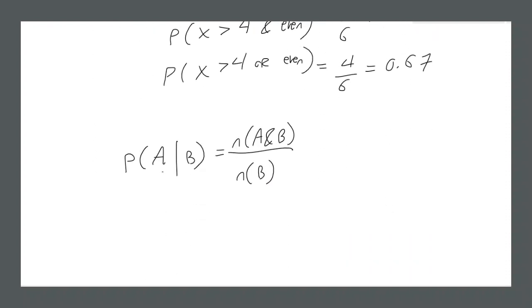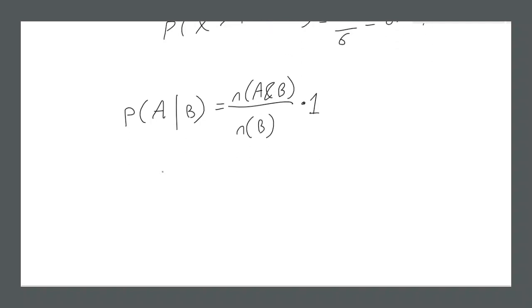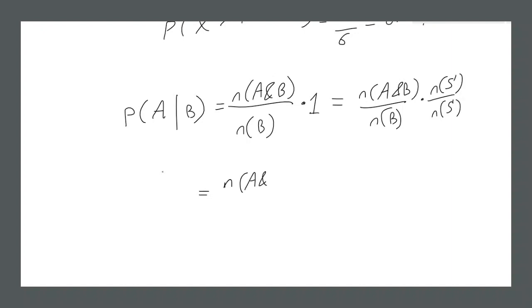So what I'm going to do here is multiply this by 1. And I can do that because anything times 1 is itself. Now I'm going to rewrite that 1 as the total number of outcomes divided by the total number of outcomes, which we can do. Anything divided by itself is 1. So what we have then is something that looks like this.